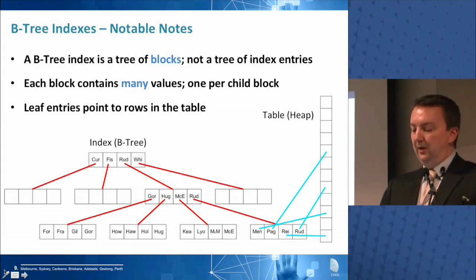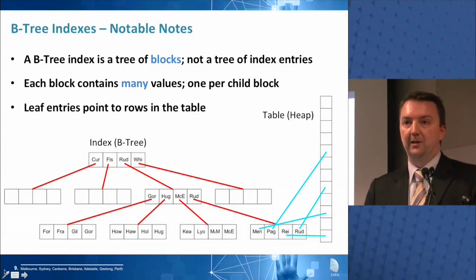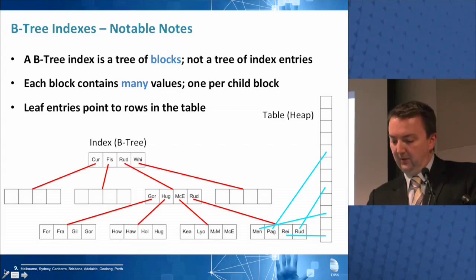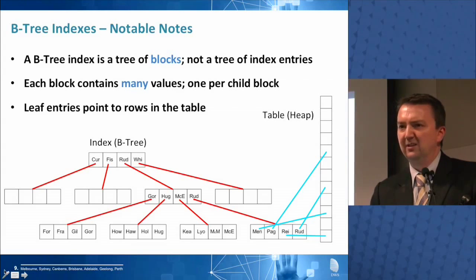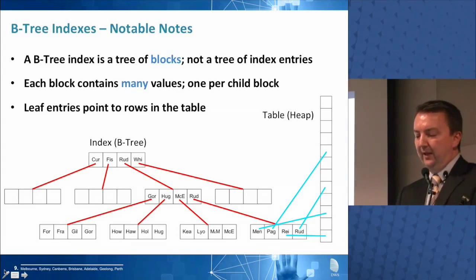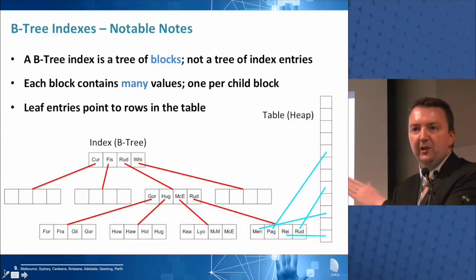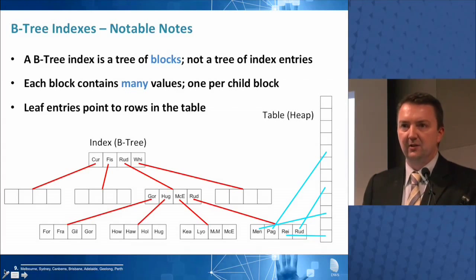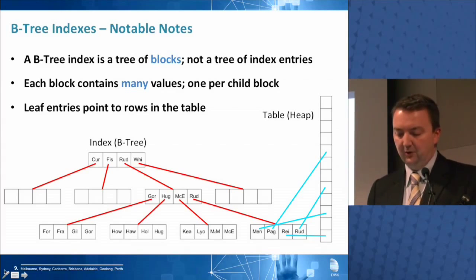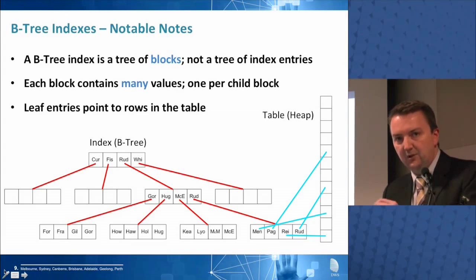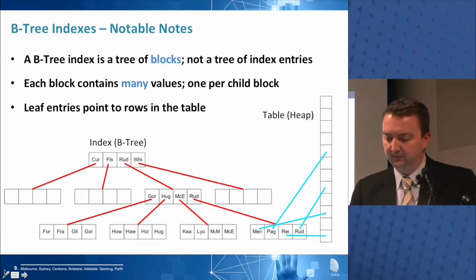By the time we get to the leaf block, those entries in the leaf block are pointing to rows in the table. Notice how those blue lines that go off to the table, they're not all parallel. So we've got Menzies, Page, Reed and Rudd. They're not rows 13, 14, 15 and 16, they're scattered all over the table. If the table was nice and ordered, we wouldn't need indexes. So the table is not ordered at all. The index is ordered, and consecutive index entries could point anywhere in the table.